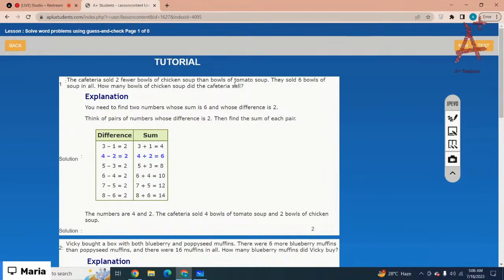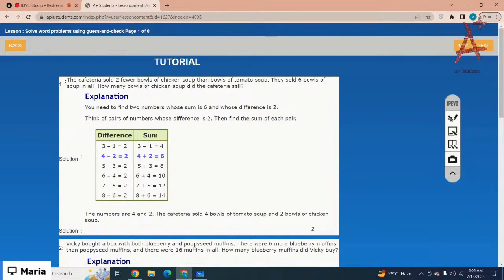So basically, you have to understand the question first. The cafeteria sold two fewer bowls of chicken soup than bowls of tomato soup. They sold 6 bowls of soup in all. The total soups were six. How many bowls of chicken soup did the cafeteria sell? Okay, so you have to find two numbers whose sum is six and whose difference is two. Basically, this is the question you can understand from the statement.